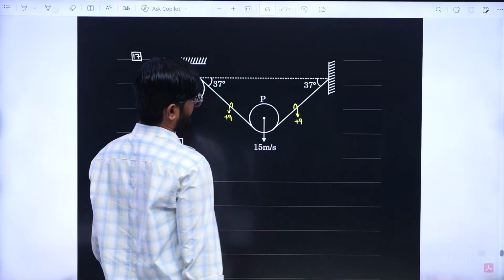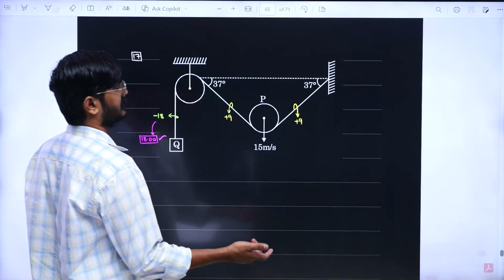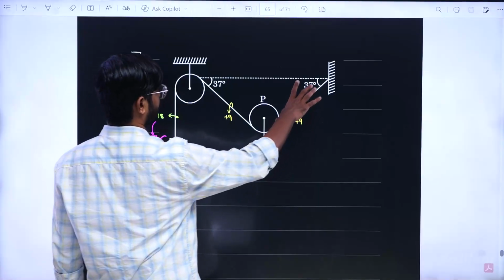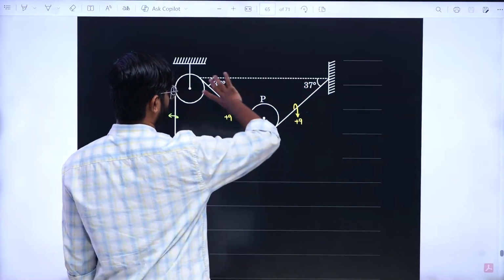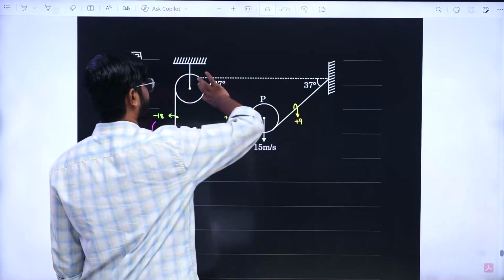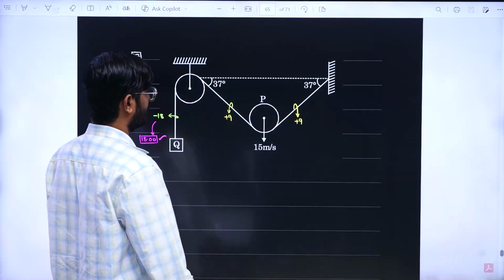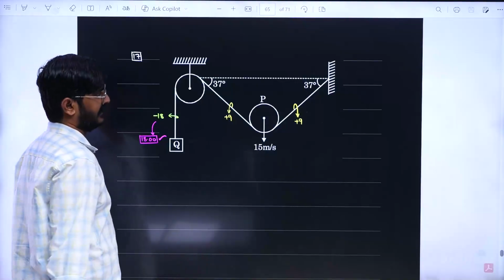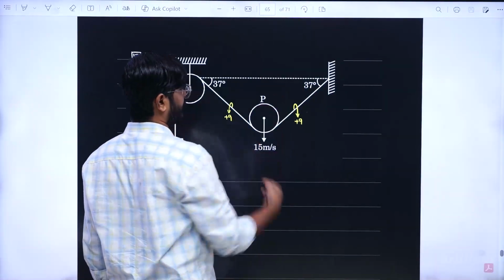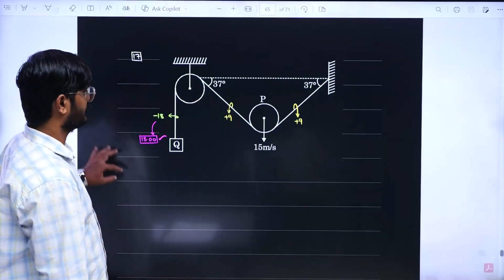So 15 cos 53 is 15 into 3 by 5, so that is going to be 9 units. So this length is going to increase by 9 units. Similarly, this length is also going to increase by 9 units. If this length is increasing by 9 units and this length is increasing by 9 units, this one should be reducing by 18 units. Or you can take this right angle triangle and you can differentiate it, that's up to you.